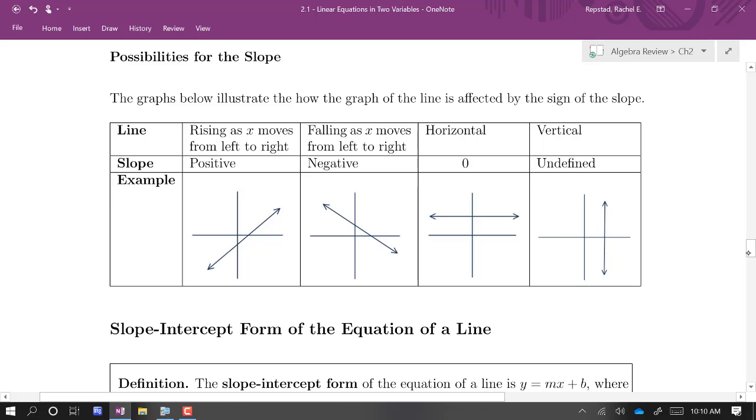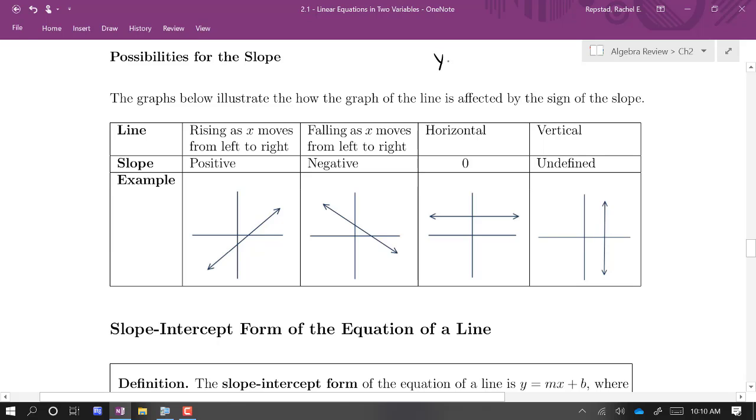So possibilities for the numerical value of the slope, when you find m: if it's positive, that means that the line goes upward as x moves from left to right. If the slope is negative, then the line goes downward, or is falling, as x moves from left to right. If the slope is 0, it's a horizontal line, and that kind of makes sense.